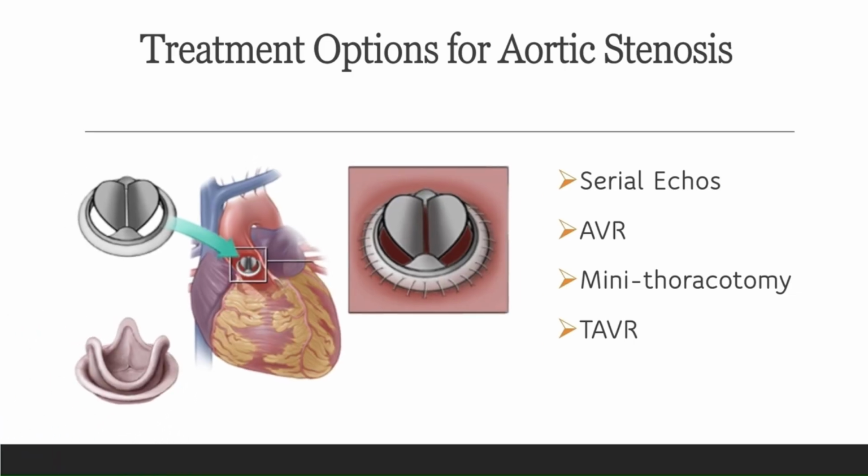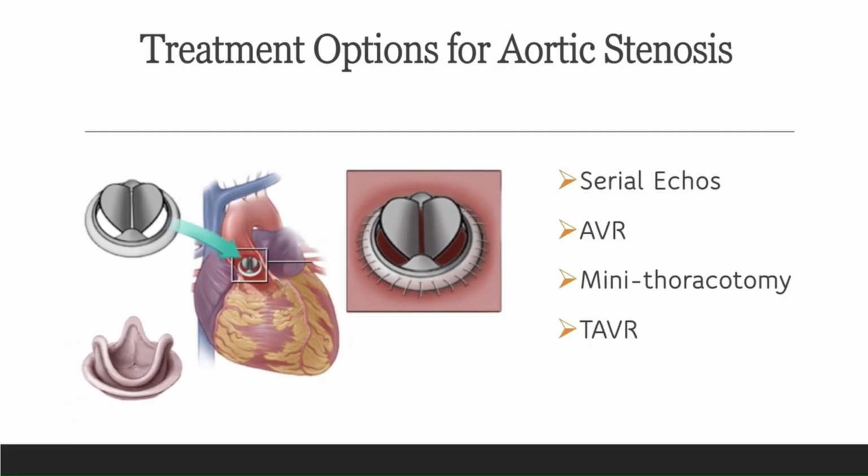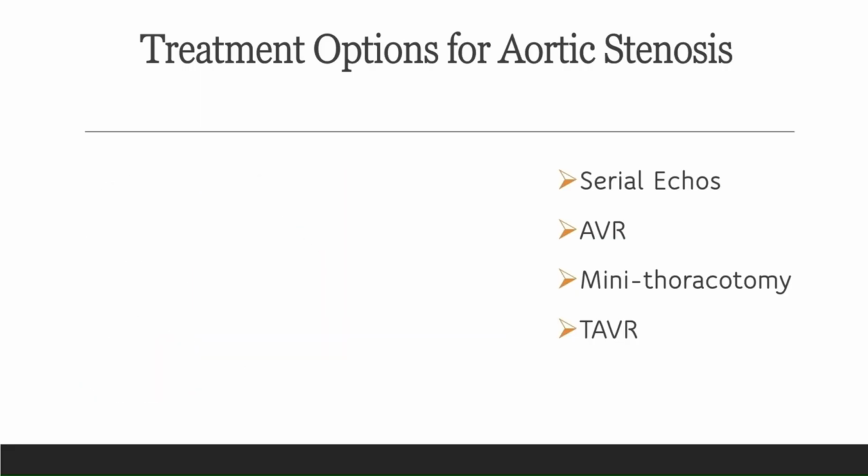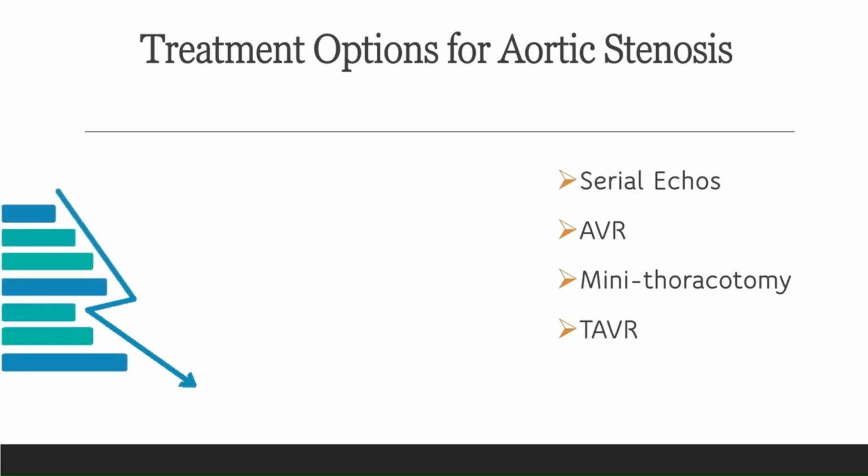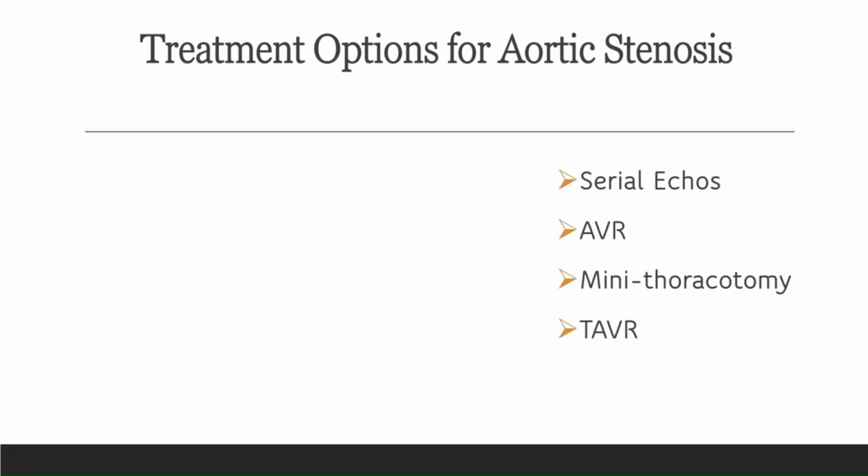AVR, or aortic valve replacement. This is an open heart surgery where a diseased aortic valve is removed and replaced with a new valve made of either metal or tissue. This surgery is used to treat severe aortic stenosis or regurgitation, and it helps improve blood flow, reduce symptoms, and protect the heart from long-term damage.